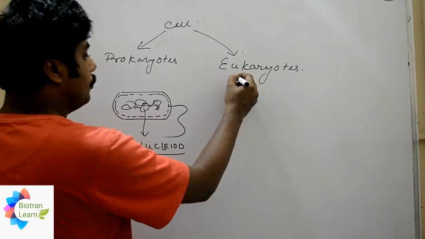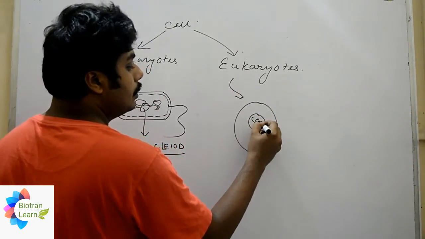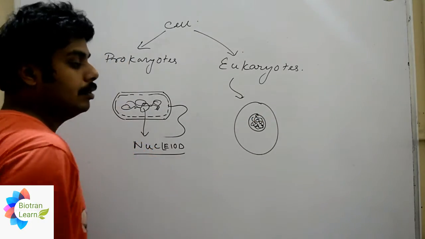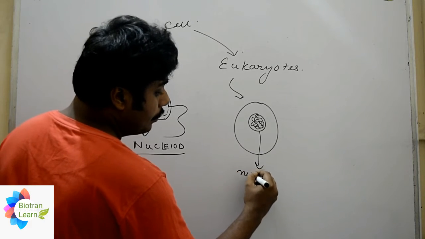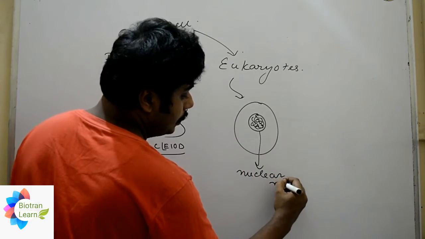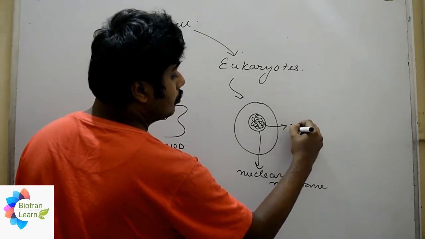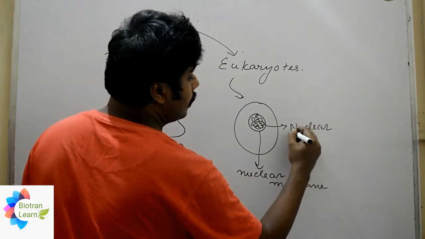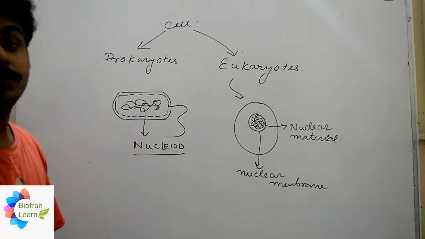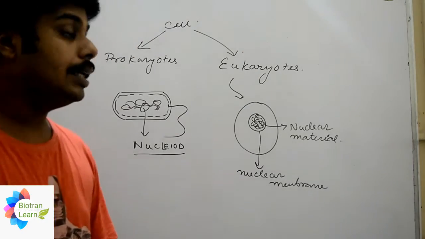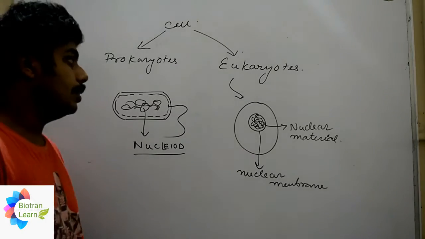But in eukaryotes, we can see that the nuclear material, or DNA, will be inside a nuclear membrane, and this is our nuclear material. So that will be the basic difference. There are loads and loads of differences between these two cells, right? Now, another category we can have here.